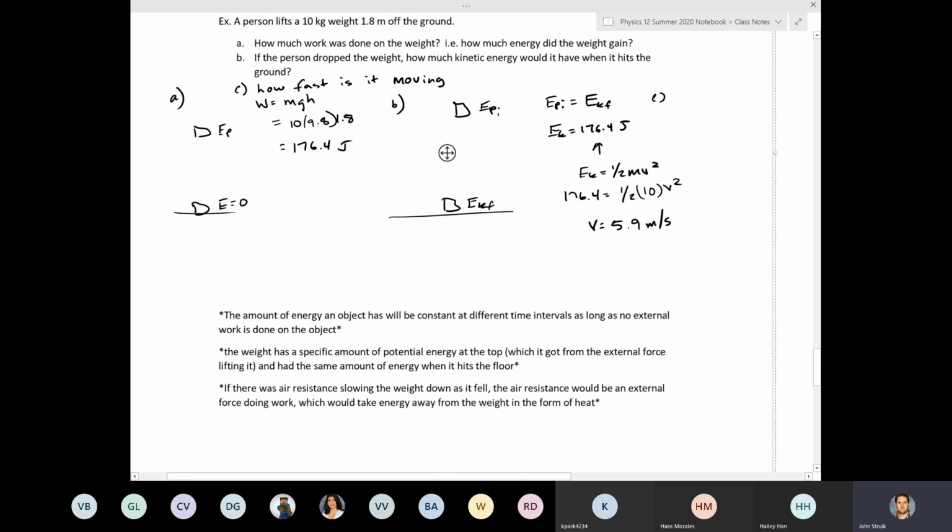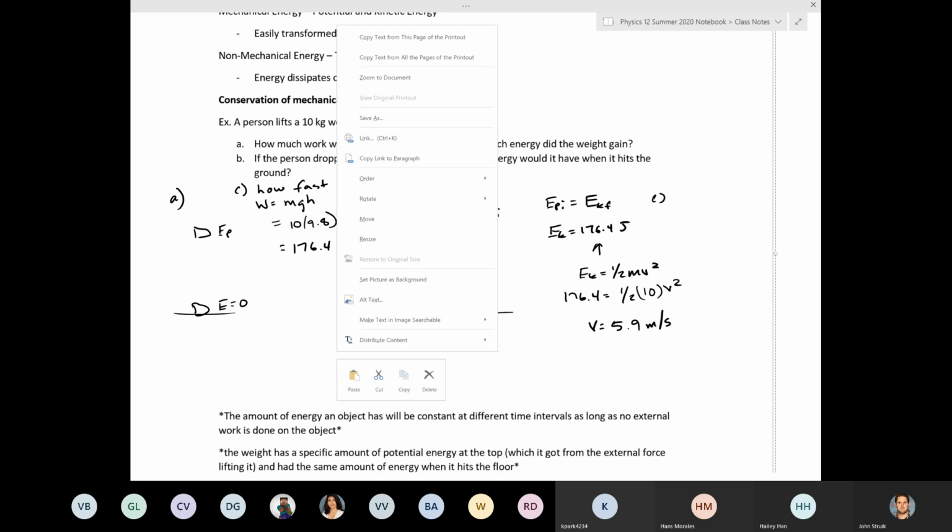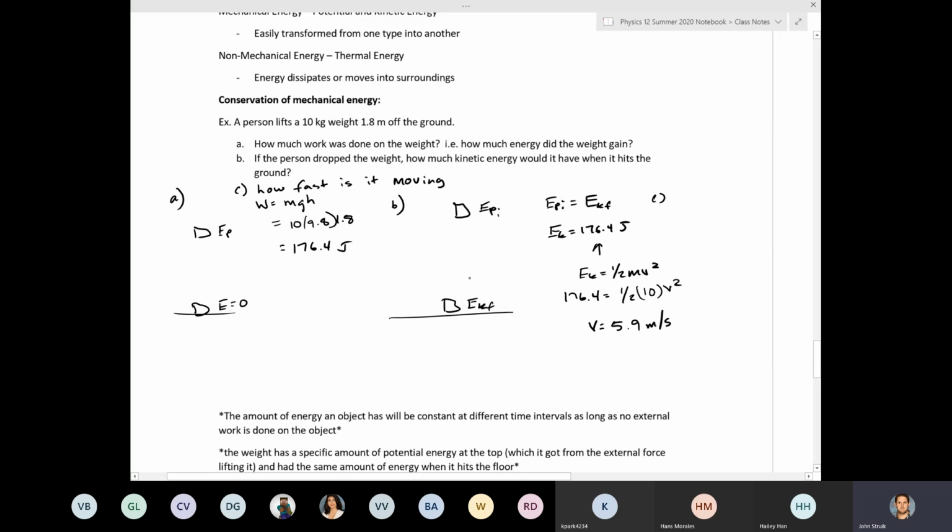Now, further to the first point, if I were to ask you what type of energy the object has right here, in the middle, and it's falling down, we would go through our process again. Is it above the ground? Yes, it is. So it has EP. Is it moving? Well, yes, it is. So therefore it has EK.